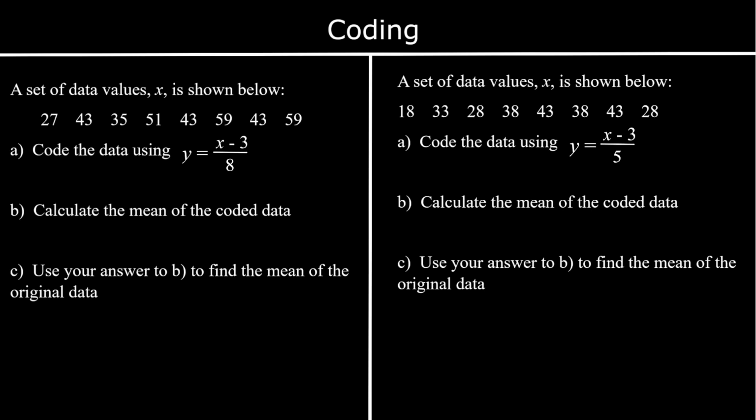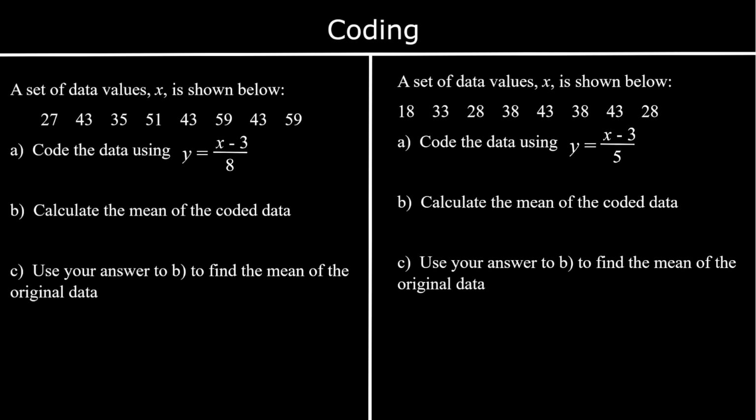In this video, we are looking at coding, which is a way of simplifying calculations by changing them using a code. In this first question, we've got a set of data values x, and we're going to code the data using y equals x minus 3, over 8. So to find our set of y values, we're going to take away 3 and then divide by 8.